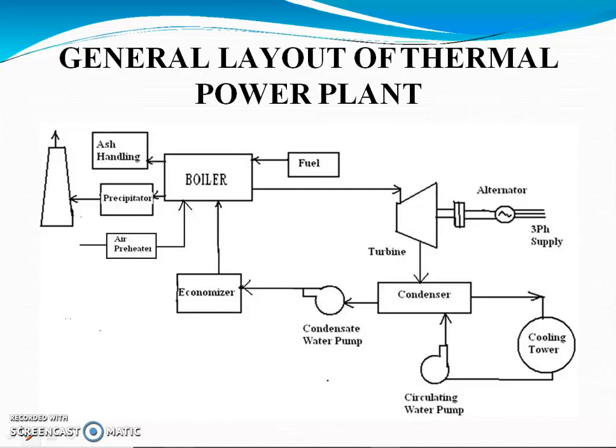This is the general layout of a thermal power plant that constitutes the ash handling process, coal handling process, boiler, and these are all the main components. Importantly, the boiler is the most important component in the layout of a thermal power plant. So the following are the components present in the thermal power plant: boiler, economizer, air preheater, condenser, cooling tower, alternator, and turbine. Through the alternator, the power is supplied to the consumers and the input is given through the turbine.